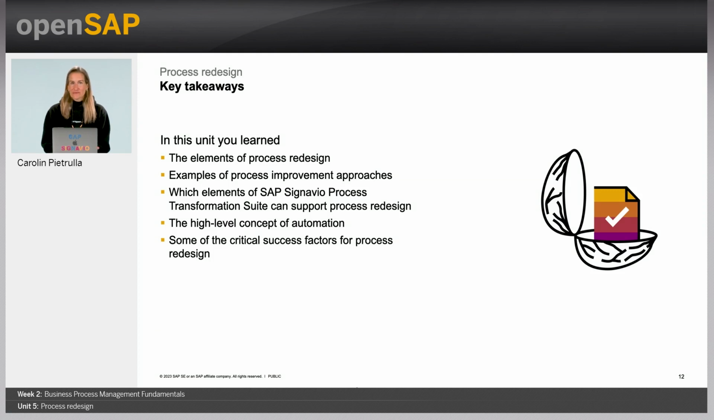Now, what were the key takeaways of this unit? We talked about the elements of process redesign and its competitive performance dimensions. We looked at examples of process improvement approaches, quite a few, and we talked about which elements of the SAP Signavio Transformation Suite can support process redesign. We clarified a few terms and the high-level concept of process automation. And finally, we covered the critical success factors of process redesign.